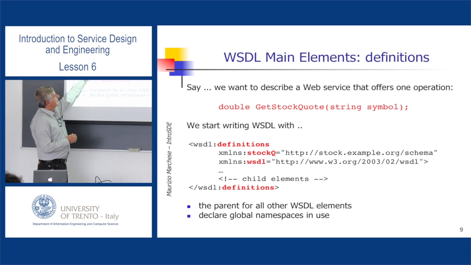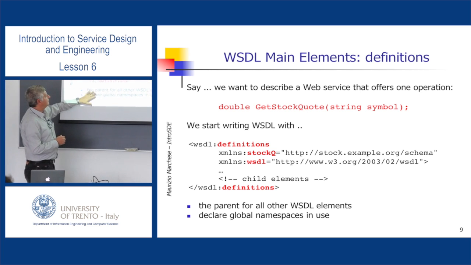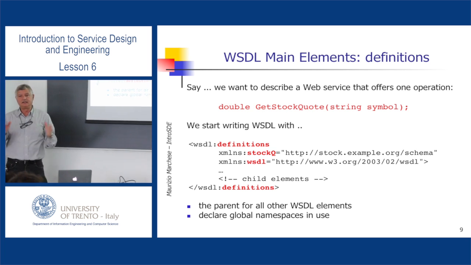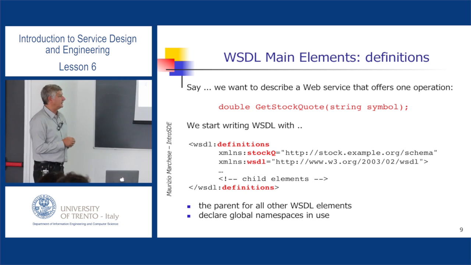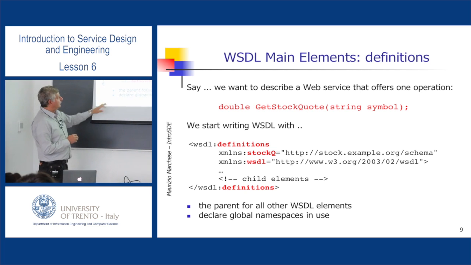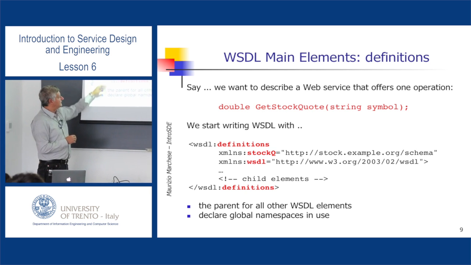So first of all, we start writing WSDL with a generic parent node in the XML file, and all other elements are inside this one, and the node is definitions.